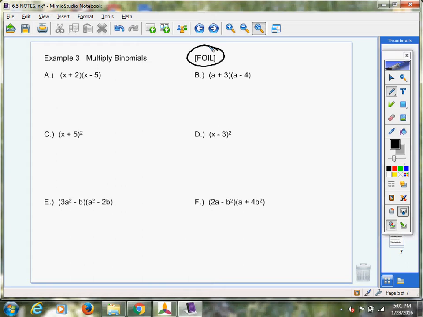It does not apply to any other multiplication situation. If you have two binomials, you need to FOIL. That is what needs to happen. Let me show you what FOIL is all about, okay? Like I said, it's first, outer, inner, and then last. And I'm going to show you the sequence so it makes a little bit more sense.